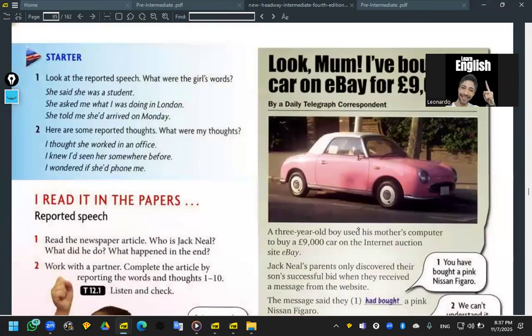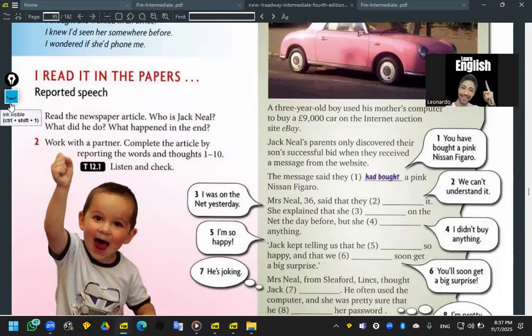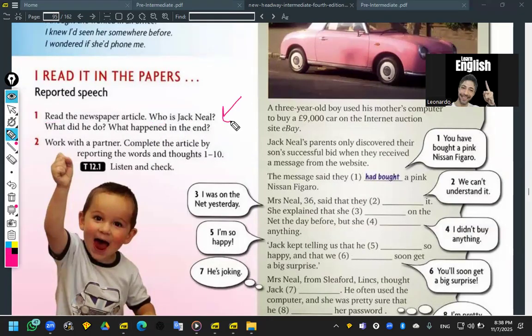Now, guys, here we have an article that we have to read. I'm going to give you your own time to read, and we have to answer these questions: who is Jack Neal? What did he do? What happened at the end? And we have to complete the article by reporting the words and thoughts from 1 to 10.